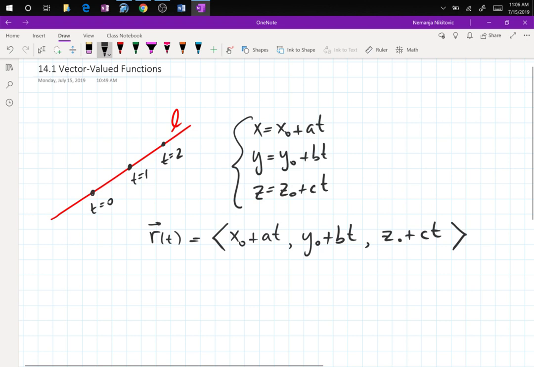Obviously you can have this in any dimension. We will start with the 2D cases first and then do the 3D, but again, this works for n-dimensional space. So every single dimension you can think of would have a vector valued function. So to start, we take any set of parametric equations and we just stuff them in a vector. So it's just a different representation of the parametric set.